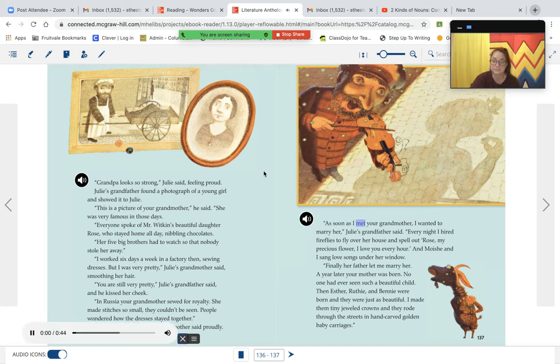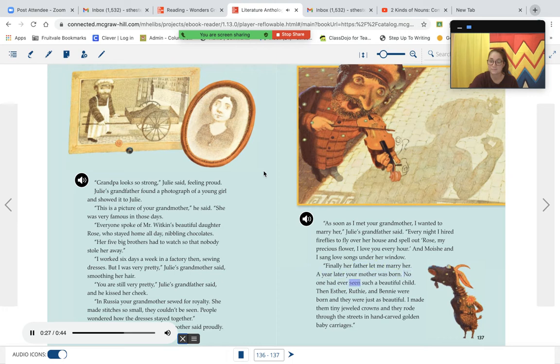As soon as I met your grandmother, I wanted to marry her, Julie's grandfather said. Every night I hired fireflies to fly over her house and spell out Rose, my precious flower, I love you every hour. And Moisha and I sang love songs under her window. Finally, her father let me marry her. A year later, your mother was born.